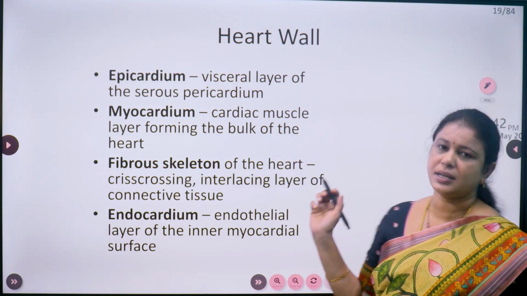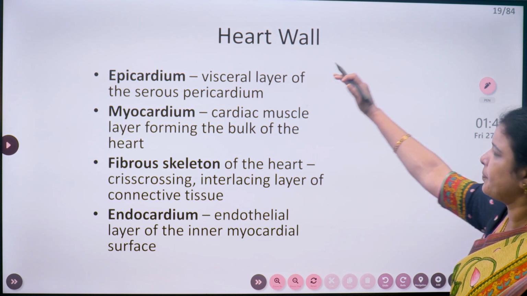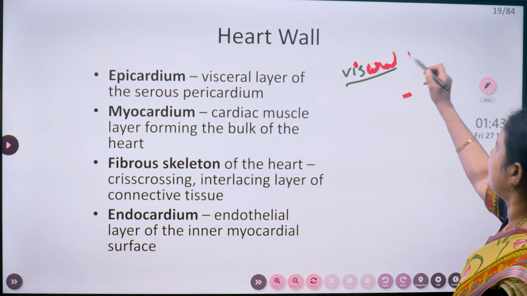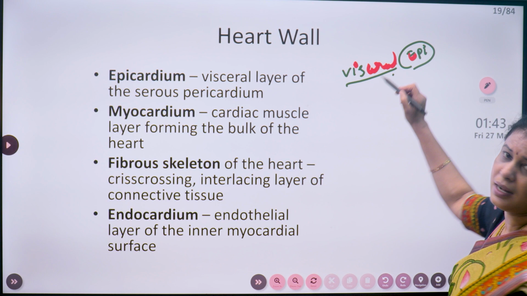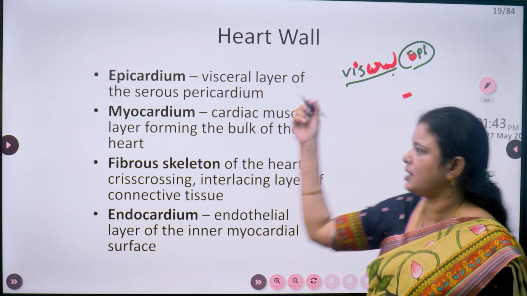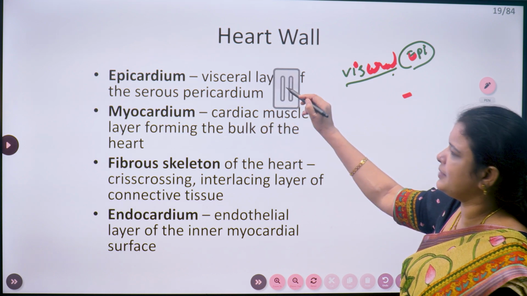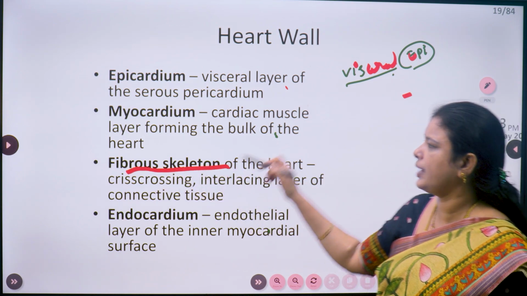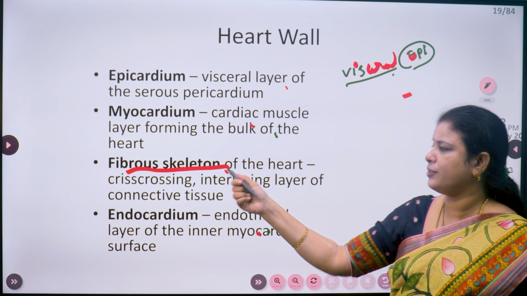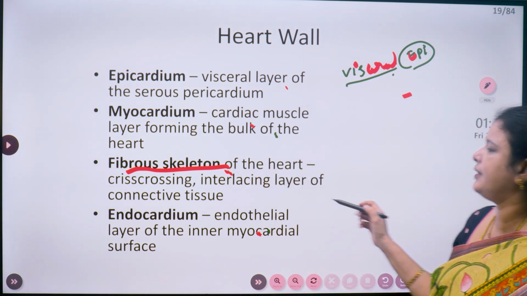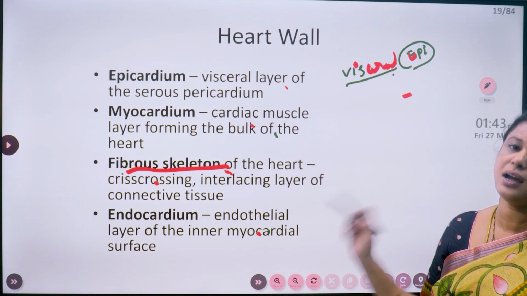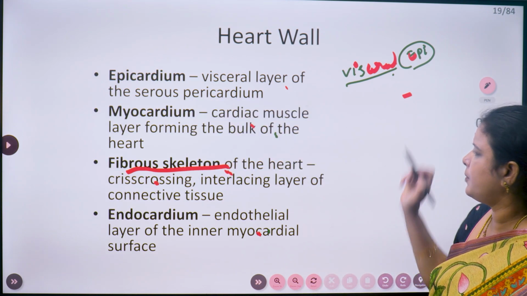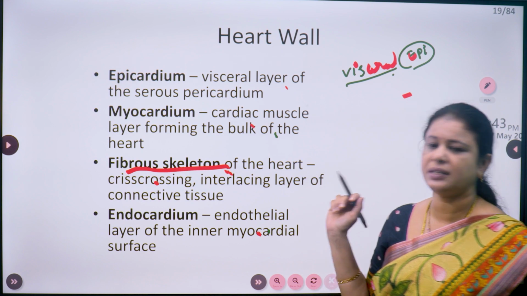So the heart wall. The heart wall starts from the visceral layer of the pericardium, which means the epicardium. Epicardium is the visceral layer, then myocardium, then endocardium. In between we have the fibrous skeleton, between myocardium and endocardium. The fibrous skeleton of the heart has crisscrossing, interlacing layers of connective tissue.